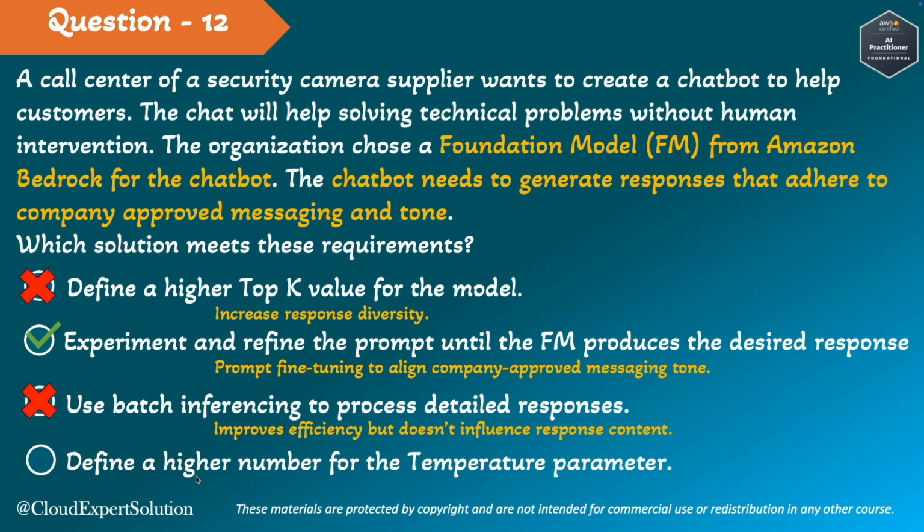And the last option is define a higher number for the temperature parameter. Like top K, temperature controls randomness but does not ensure specific messaging and tone. If we increase the temperature parameter, we can get exactly the opposite result of what we are looking for. Hence, option number 4 is also not correct. And that leads us to prompt engineering, or experiment and fine tune the prompt until the foundation model produces the desired response, as the correct option.